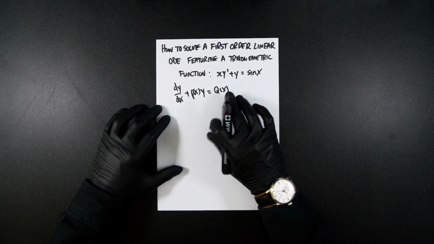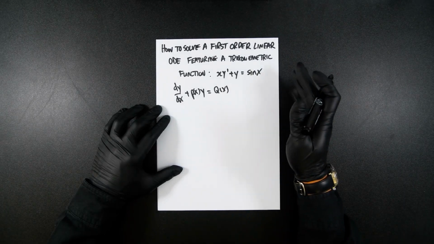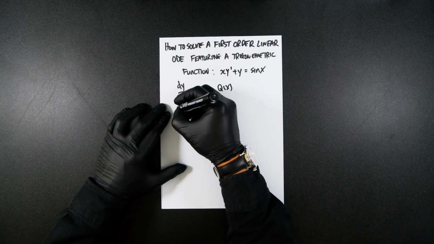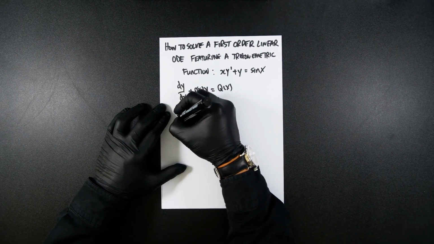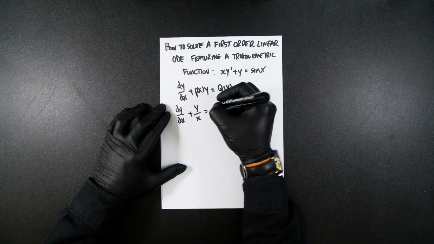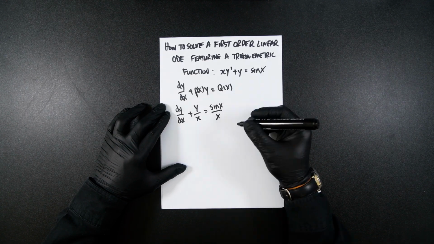So firstly, we're going to move the y to this side, divide both sides by x, and then bring back over y over x. So that's then going to look like dy/dx plus y over x, which equals sin x over x.